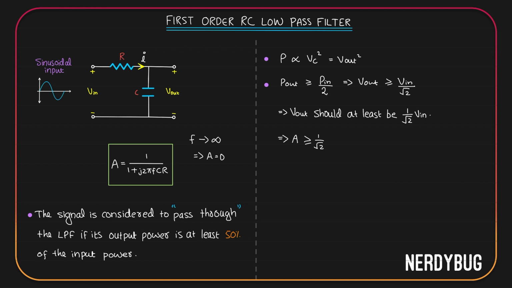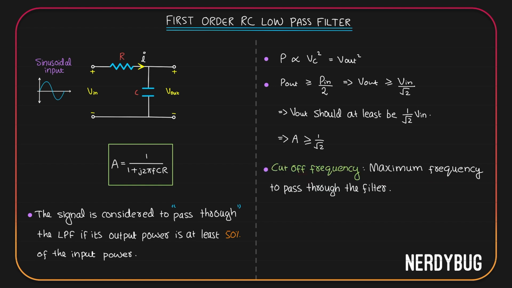If you keep decreasing the frequency, gain will increase and we are good. But if you take any frequency that is greater than this particular frequency, gain will be less than 1 by root 2. So there is a maximum value of frequency that you can take. We call it the cutoff frequency of the low pass filter. Cutoff frequency is the maximum frequency to pass through the filter.